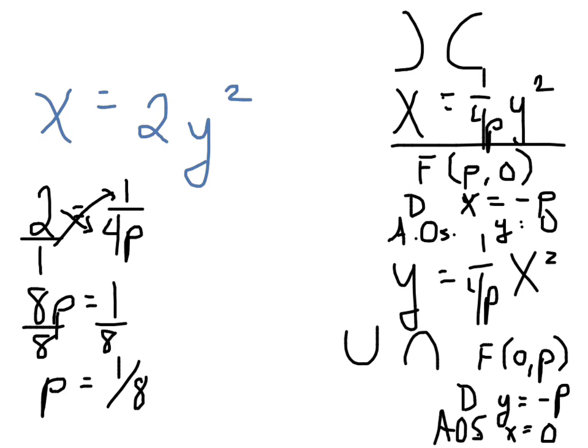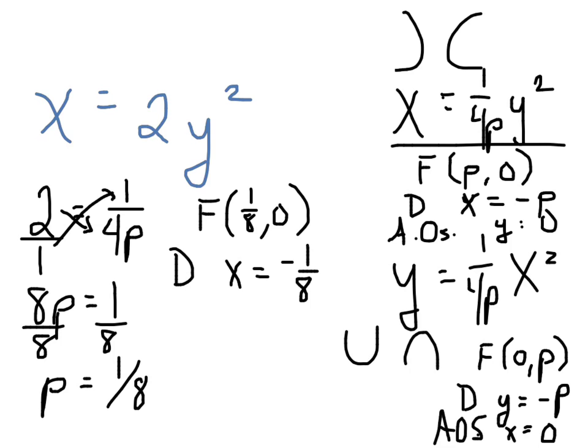Since this mirrored the top one, by the way, does this one open up or down? How'd you know it was up? It's positive. Good. So then my focus is at 1/8, 0. The directrix is at x equals negative 1/8. And my axis of symmetry is at y equals 0. Now, according to what they wanted me to find, they wanted me to find the focus, directrix, and axis of symmetry and then graph it.